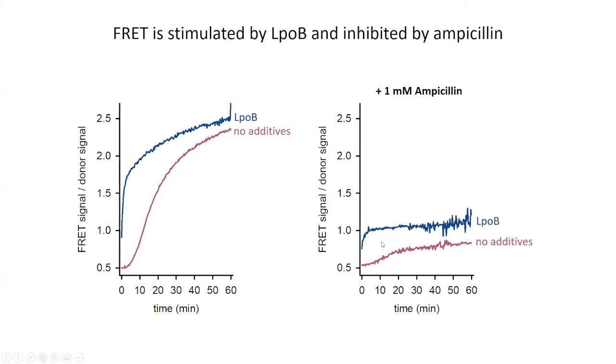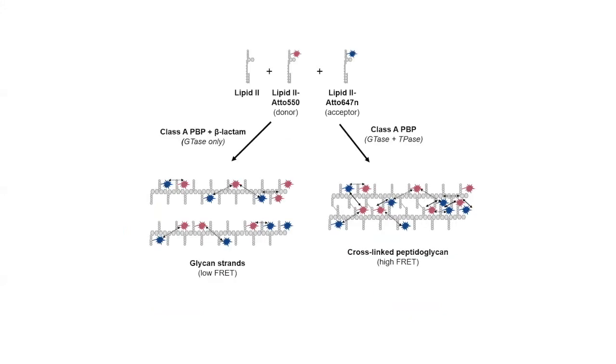And why is a product that inhibits transpeptidation affecting the signal so much? We think this is due to the fact that because no two labeled molecules can be inserted adjacently along the same strand, the distance has a minimum, the distance of the probes, and this produces a low FRET. Only when there's cross-linking can the probes get close together to produce high FRET.